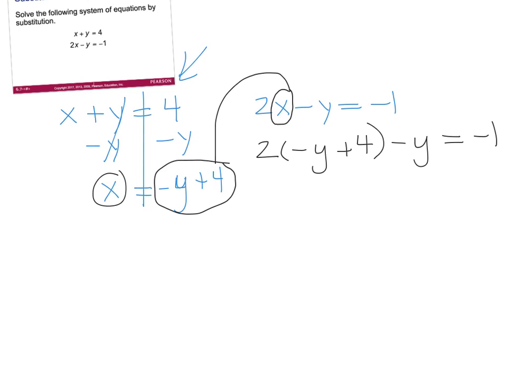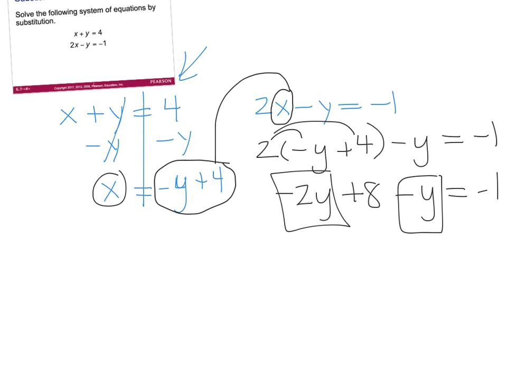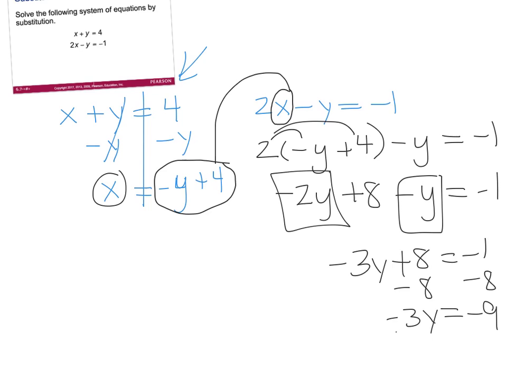And then you solve like normal. So you'll distribute. You'll then need to combine your like terms. You'll have to undo any addition. And you'll have to undo any multiplication. And so I ran out of room, but you'll get your y value of 3.